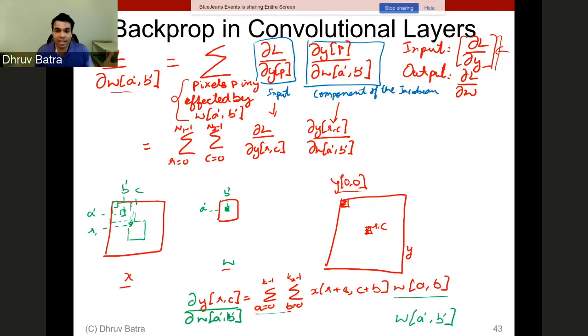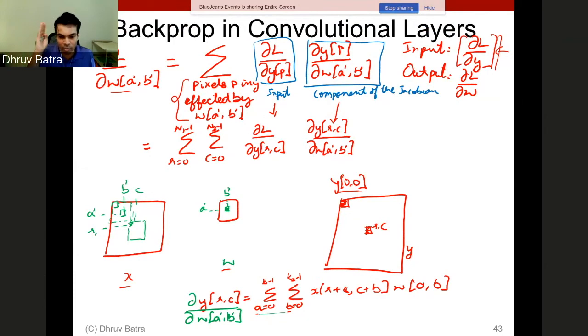So this expression is clearly linear in w's. Somewhere there is a w a prime b prime, and I'm asking what is the slope of that linear function. So thoughts? What is the partial of y r c with respect to w a prime b prime? X r plus a prime, c plus b prime. So it's not really about x. Yes, we know something about x will show up, but it's really just calculating indices, like which indices matter. R plus a prime, c plus b prime. Yes, exactly.